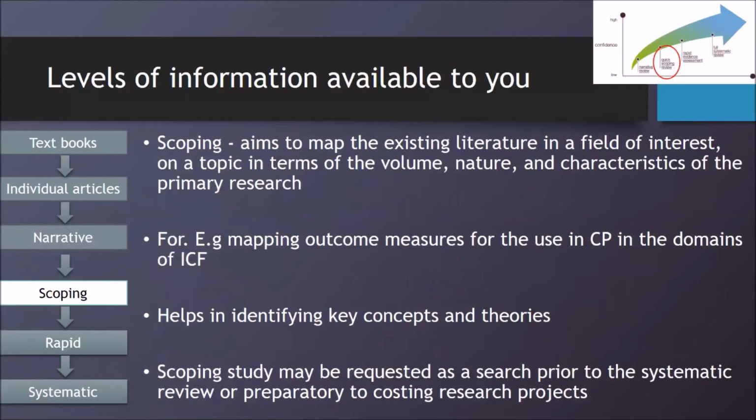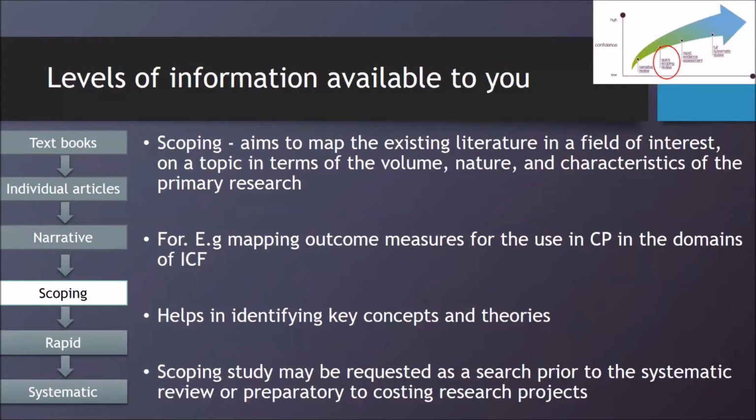Now we come to another type of literature review that's known as scoping review. You might have heard of these scoping reviews in Developmental Medicine and Child Neurology. The aim of a scoping review is to map existing literature in the field of interest. They take up various topics in terms of the volume written about that particular condition, the nature of the condition, and the characteristics of the primary research, that is, the original articles.